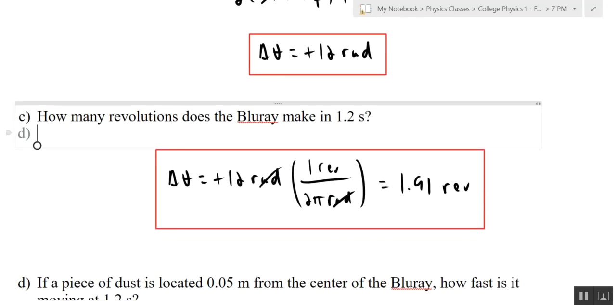So this is what we did, part C of number 1 in lecture 18, right? How many revolutions does the Blu-ray make? It's just the radians divided by 2 pi, right? Each time it goes around is 2 pi radians, and that gives you the answer in revolutions. But you don't have to convert it back to minutes. No, just asking for revolutions.